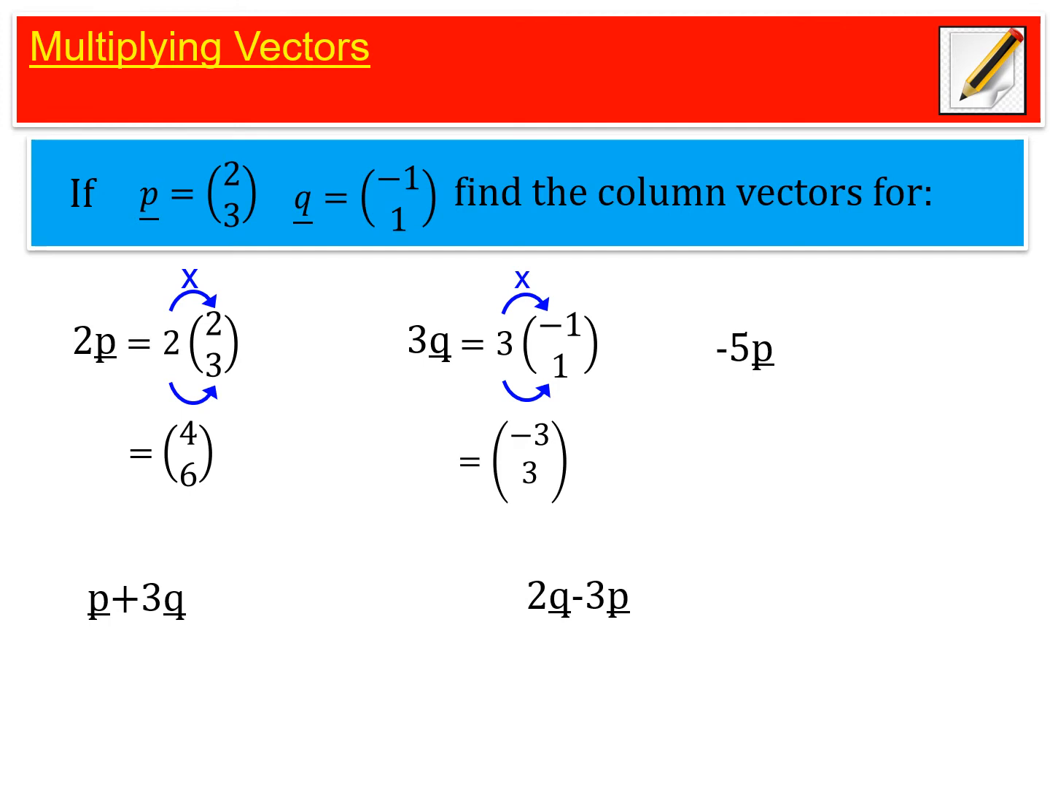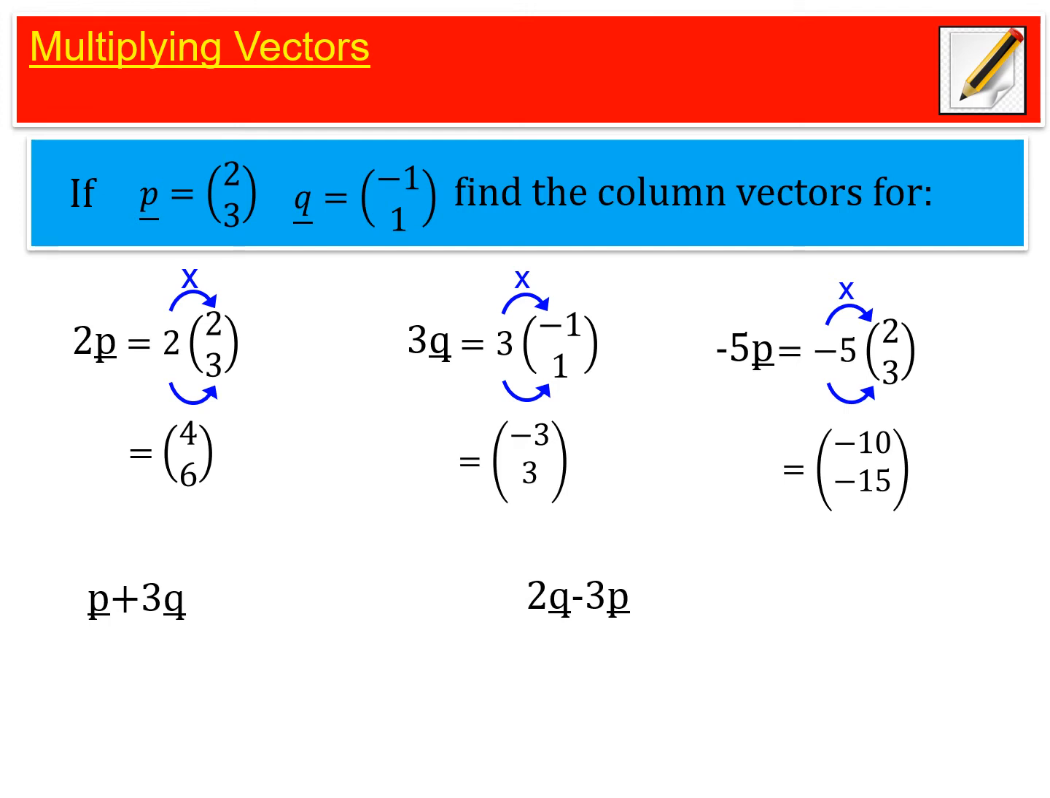The third example we have here is negative 5P. So this time we're multiplying by negative 5, and we just need to remember when we're multiplying by a negative, or in this case we're getting a negative vector, so we need to swap the signs. So we multiply (2, 3) by negative 5. So we do negative 5 times 2, which is negative 10, and negative 5 times 3 is negative 15. So nice and straightforward.